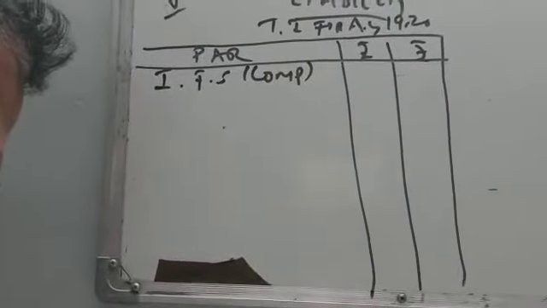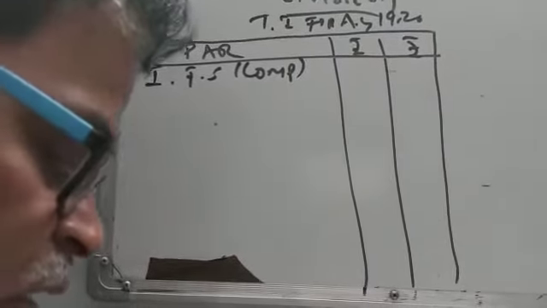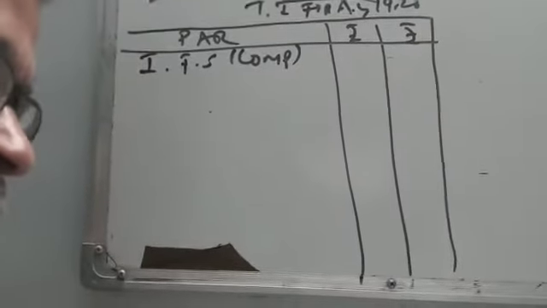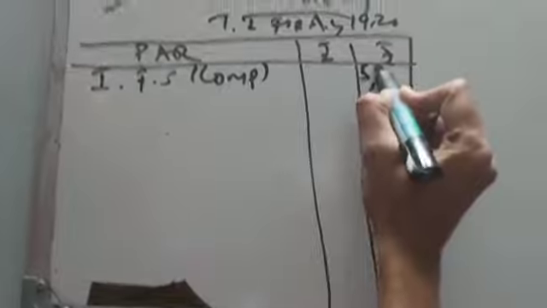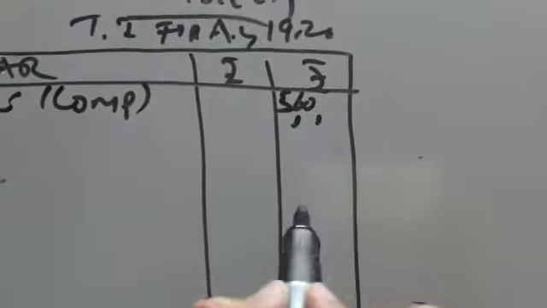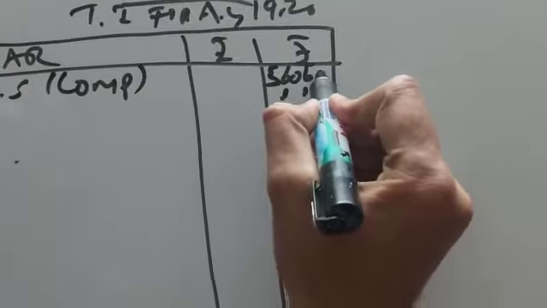So what is the total income here? This income from salary is 5,60,600 per annum. I'm writing in the rupees column 5,60,600. So this is the income from salary. The first part is over.